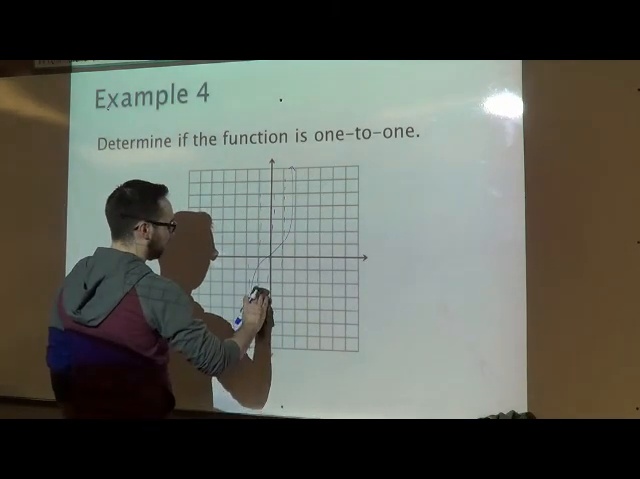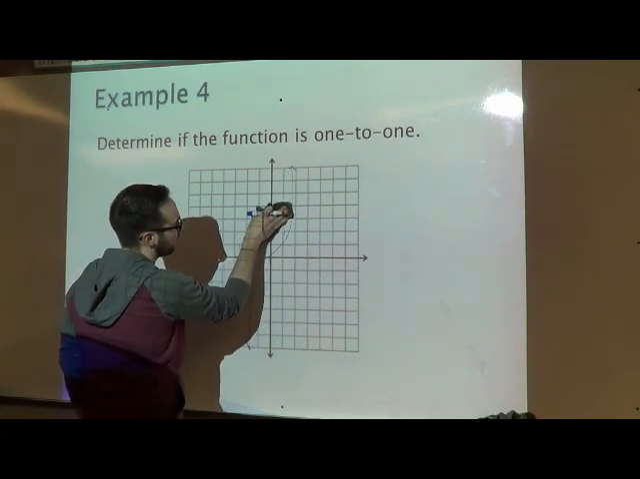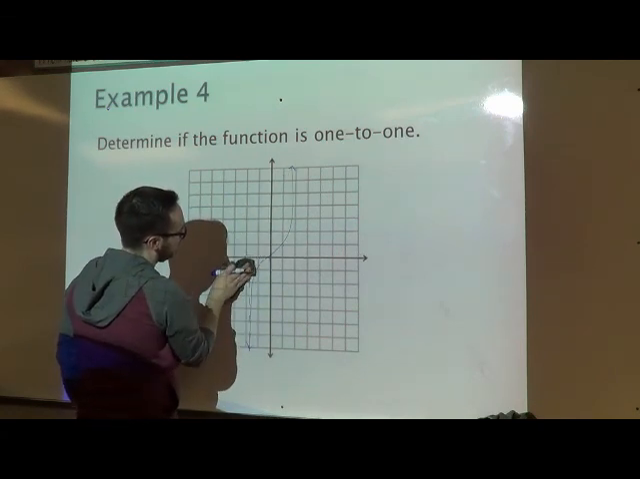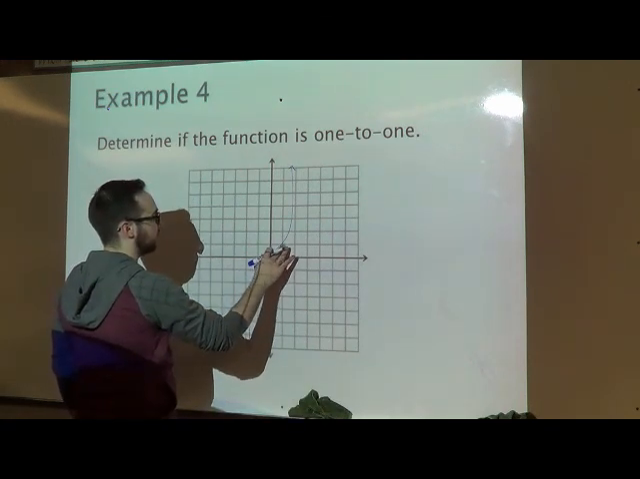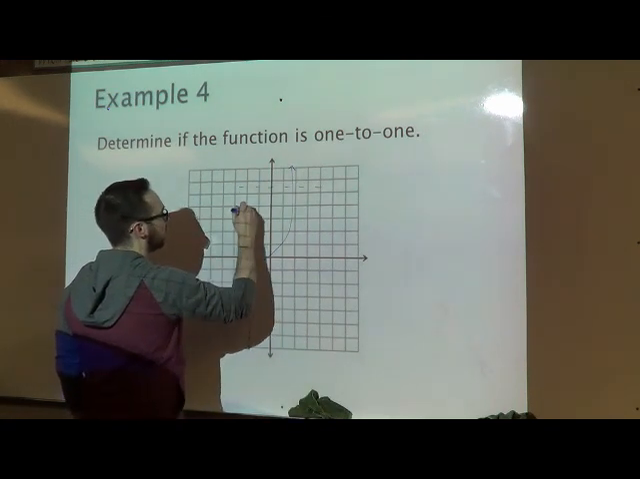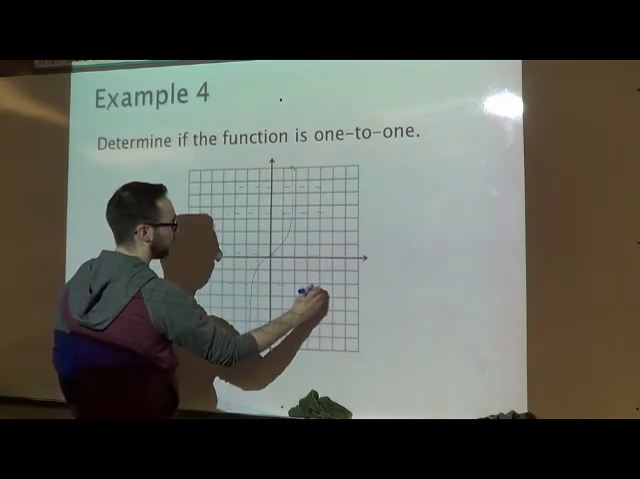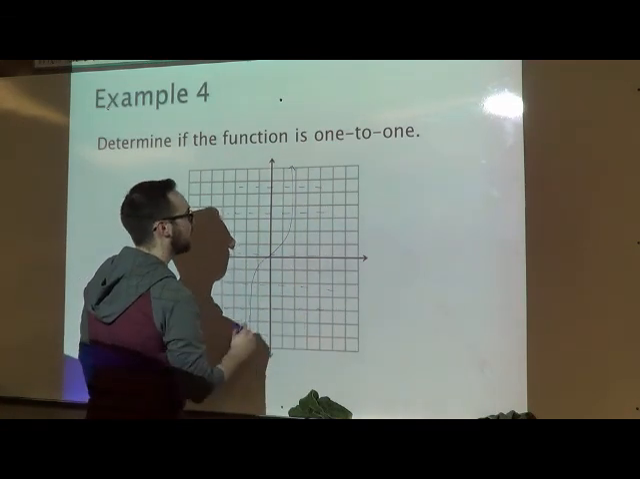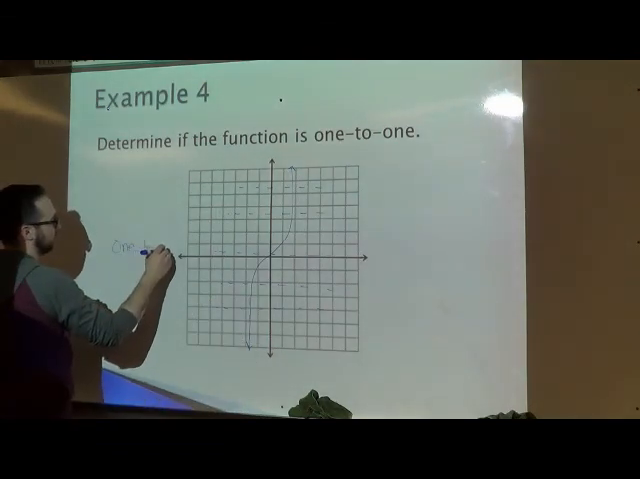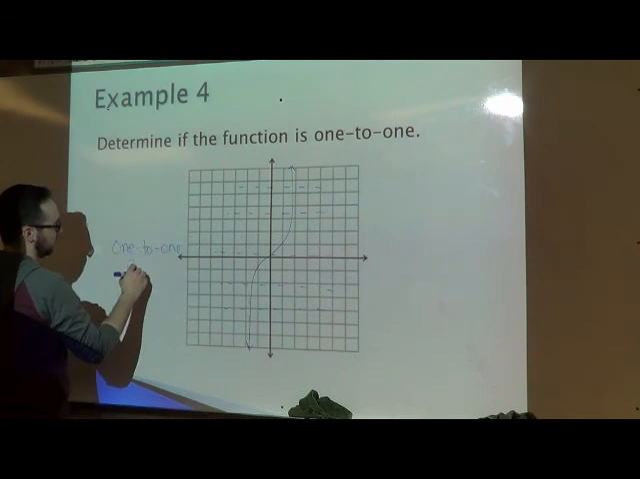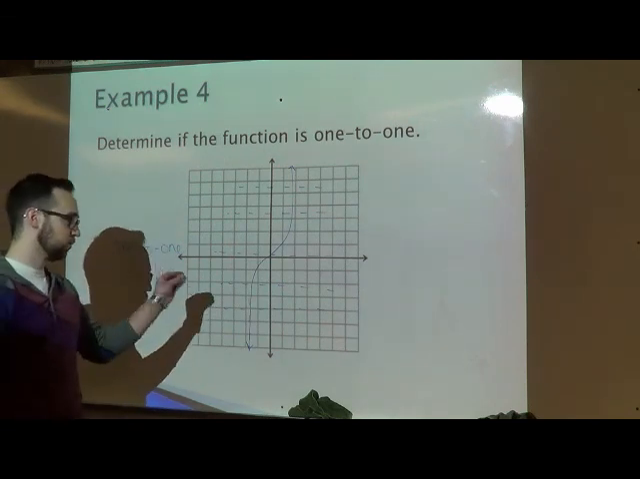So let's go ahead and look this time at also the horizontal line test. If I look at the horizontal line test, going this direction, it also passes. So this means it is a one-to-one function. It's not just a function, it's specifically a one-to-one function.